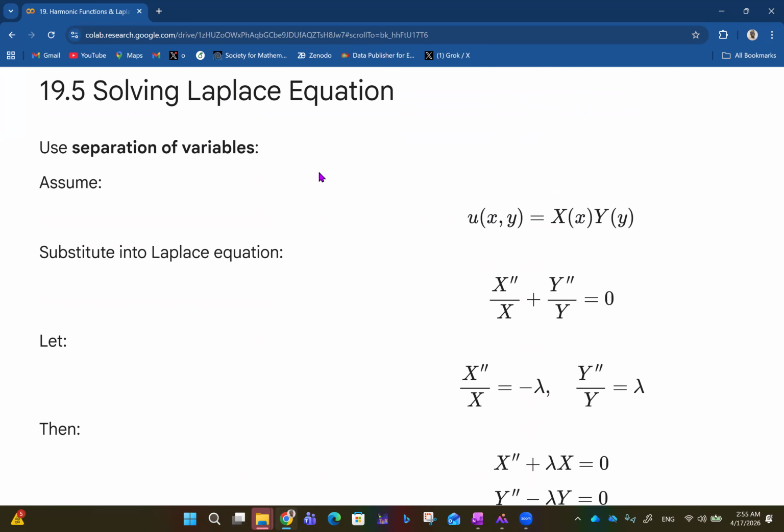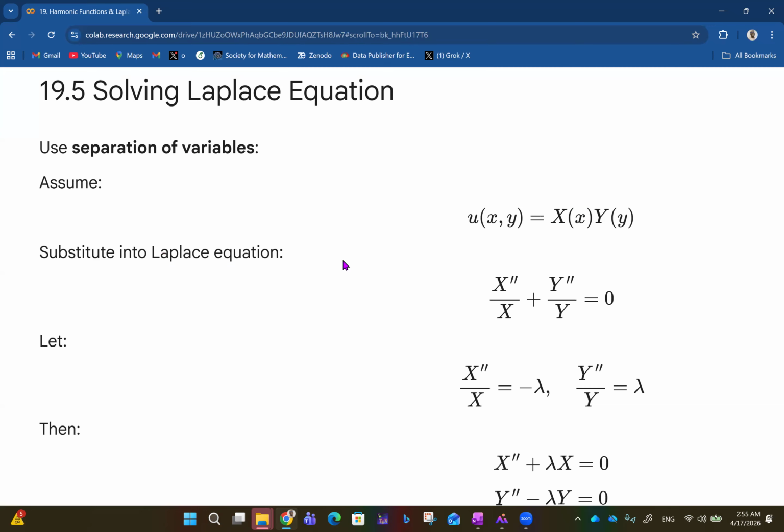Now, if you check my playlist under partial differential equations, under differential equations in general, I dealt with this a lot. They're solving differential equations. So using separation of variables, right? You can assume that u of x comma y is X(x) Y(y). That is, you are splitting them up into the x part and the y part.